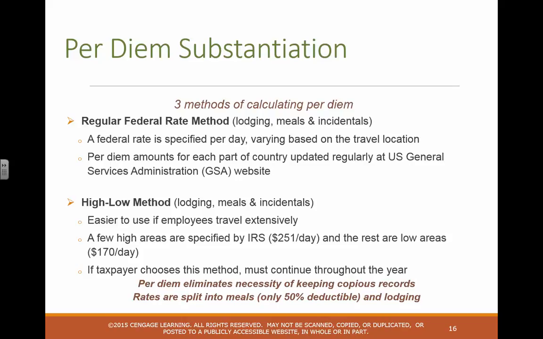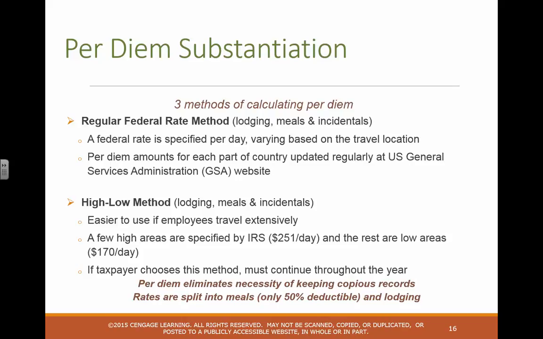A federal rate is specified every day, but there are these extensive tables. Were you in Birmingham, Alabama for one night? And then you went over to Gainesville, Florida for a night? Each area has a different rate. So it's 100 pages in the Internal Revenue Code.